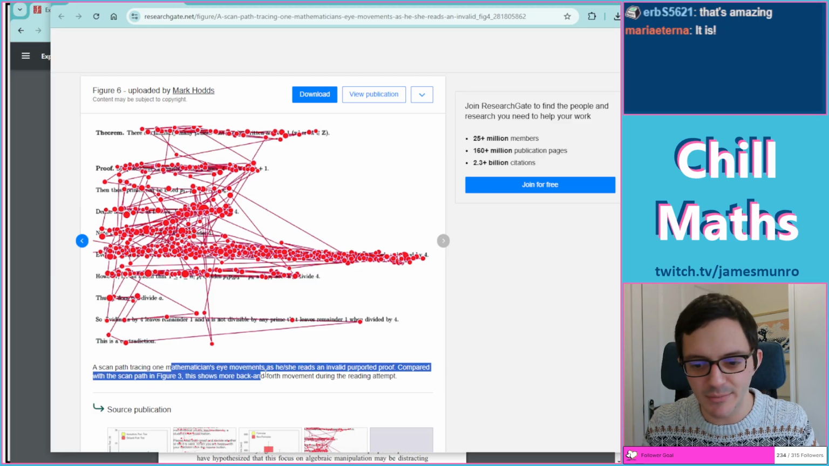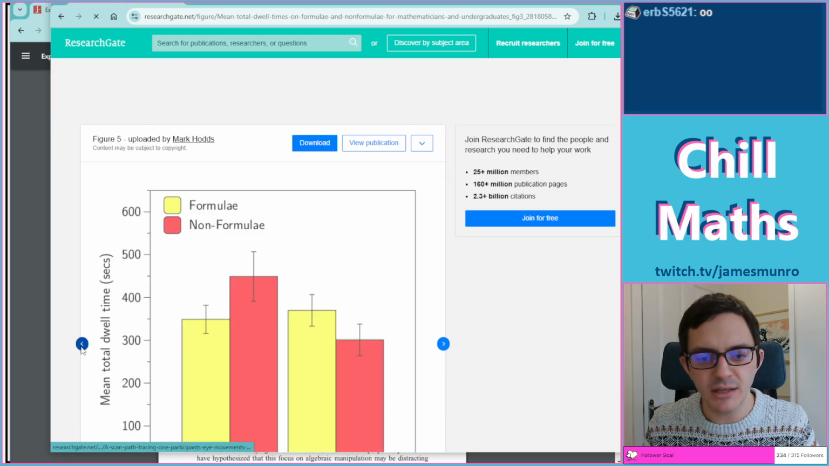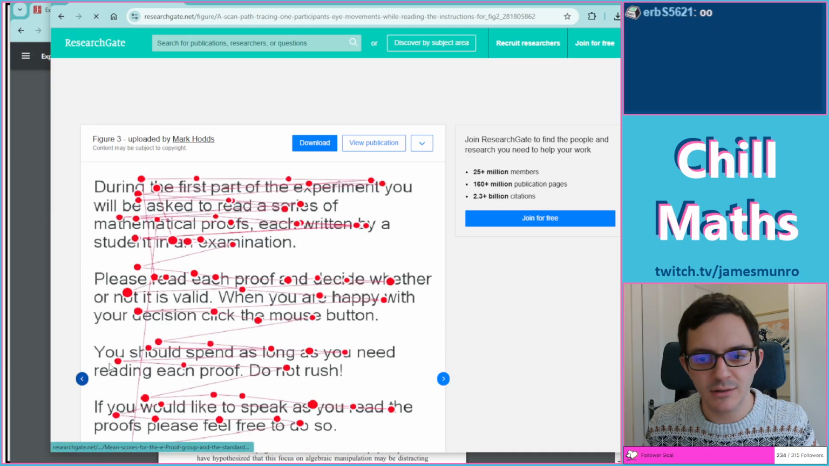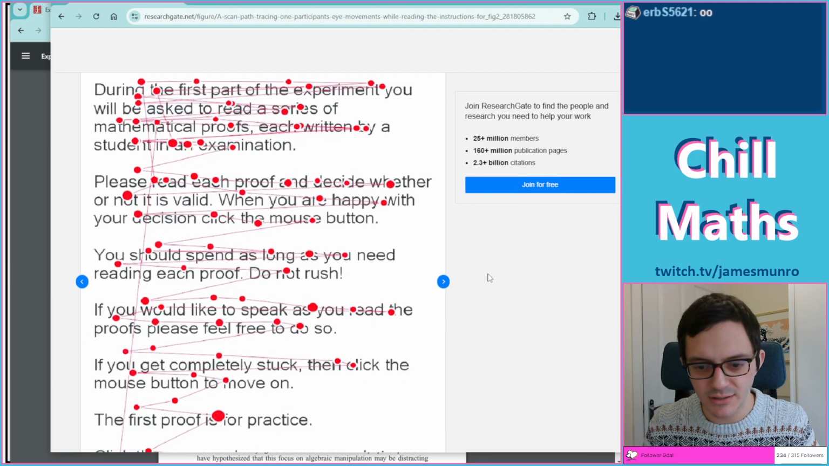Figure 1, mathematician's eye movements. I'm supposed to compare this with figure 3. So the eye movements are mostly around this line, going back and forth around this line, but also bouncing up and down. Versus figure 3. Can I get to figure 3? No, why figure 2? Figure 3.